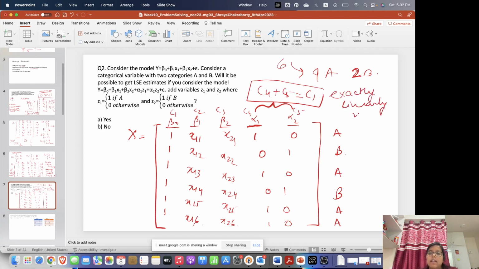Exactly linearly related. So then rank of x will be less than p, which is 5, and x prime x inverse is not possible. So will it be possible to get LSE estimates? The answer is no, because beta LSE or OLS is given by x prime x inverse x prime y.